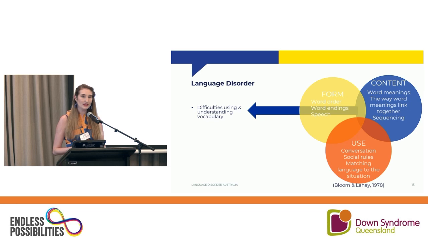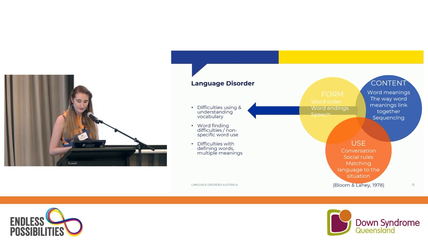Another difficulty you may see in these students is that they have word finding difficulties. So you know when you have that tip of the tongue state and you're saying, oh, I'm trying to think of the word, or I'm trying to think of someone's name and I know what their name is or I know what the word is and I need a bit of a prompt to get that out. So this is what these students may experience, but more frequently.